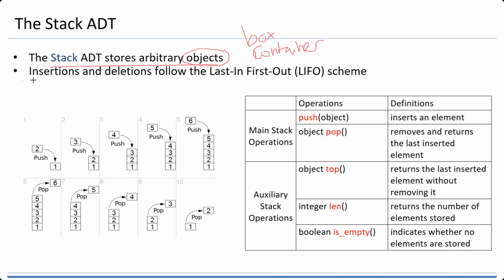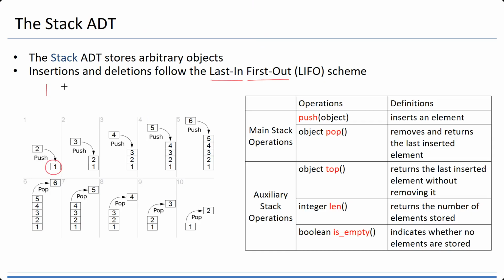And there will be a kind of operation. We call it insertion and deletion. Insertion means we want to put a new box into a kind of storage. Deletion, we want to remove maybe a box or container from a storage. And we call this the last in first out scheme. Last in first out.